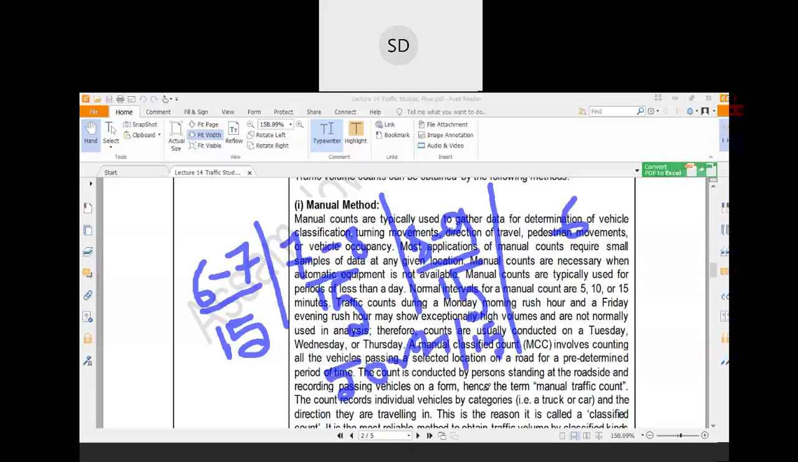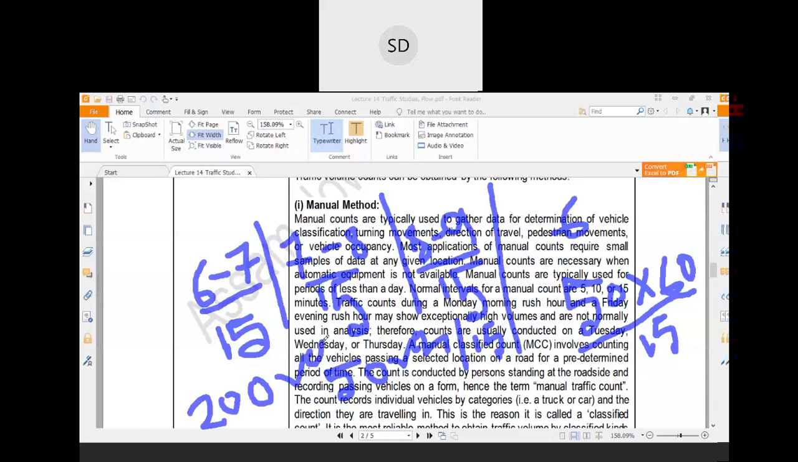Okay, so if you need to convert this data into vehicle per hour, in that case vehicle per hour would be 50 into 60 minutes divided by 15, that is 200 vehicles per hour. Okay, in this way you can convert the 15-minute data into vehicle per hour data.